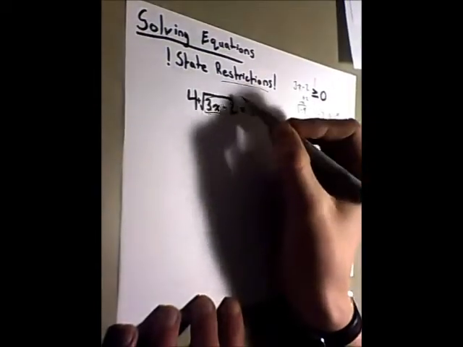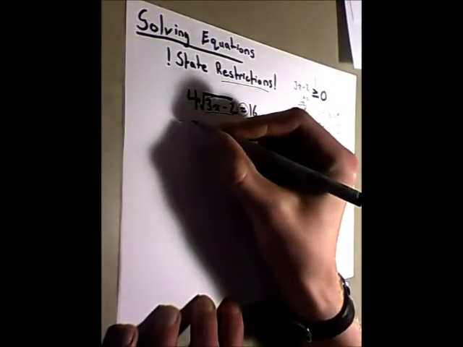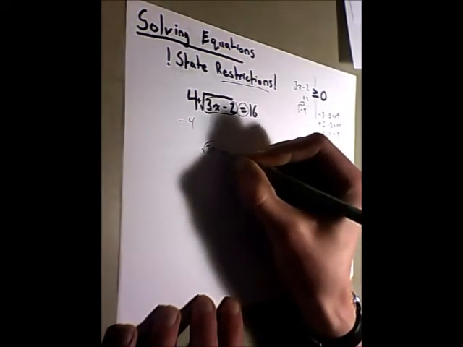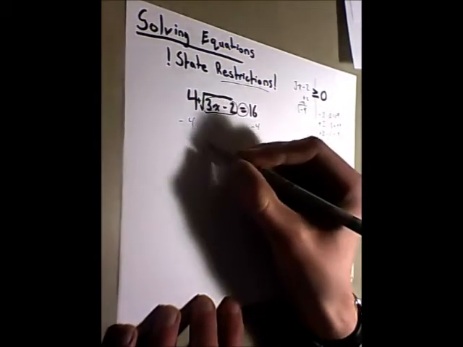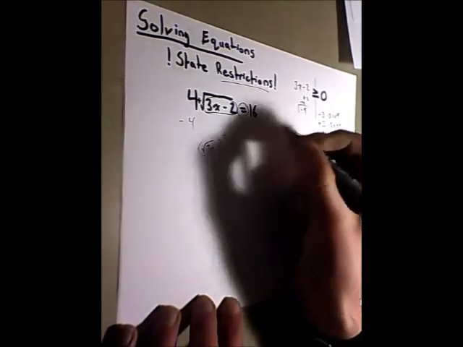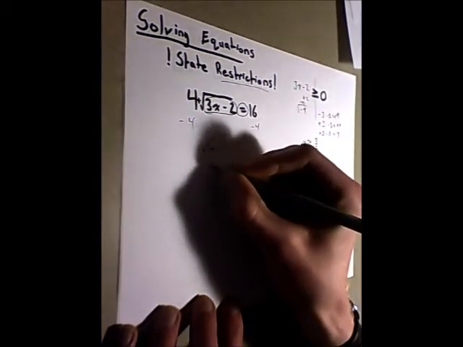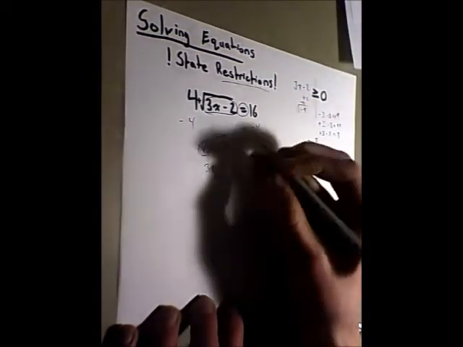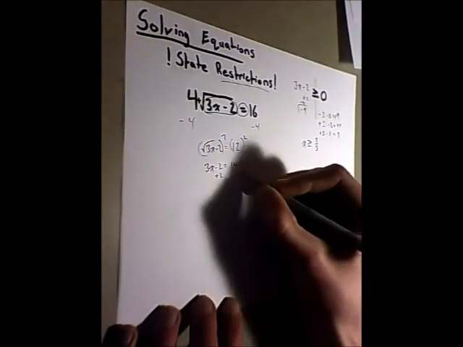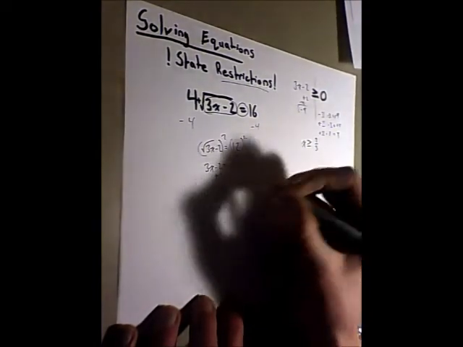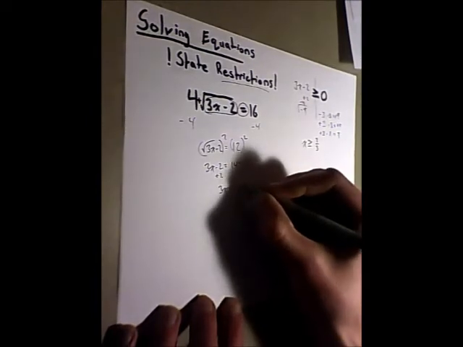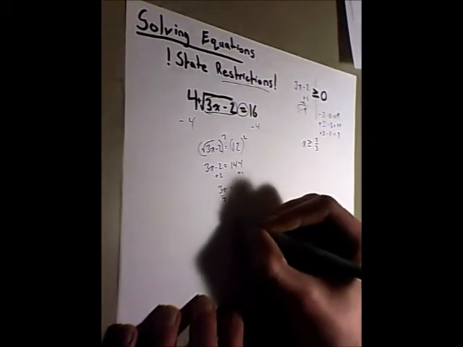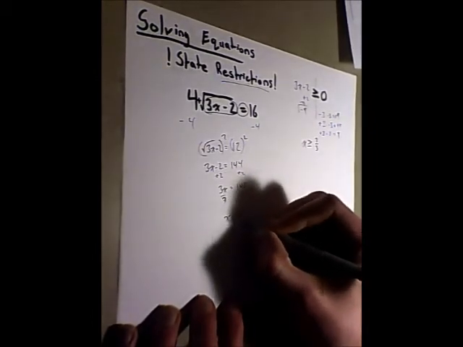So first we want to isolate the radical. To do that, we'll take away 4 from both sides, which gives us root 3x minus 2 equals 12. Then we'll square both sides to get rid of this radical sign, which will give us 3x minus 2 equals 144. Add 2 to both sides. 3x equals 146. Divide by 3 and divide by 3. And we're left with x equals 146 over 3.